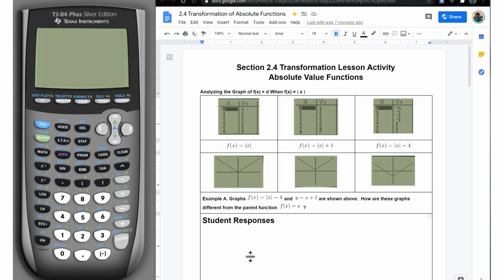The transformation lesson activity, you'll need to use a graphing calculator, and we are graphing the three equations that are going to be highlighted right now. Those are the three equations we're going to graph. One of them is a parent function. So go ahead and use your graphing calculator.